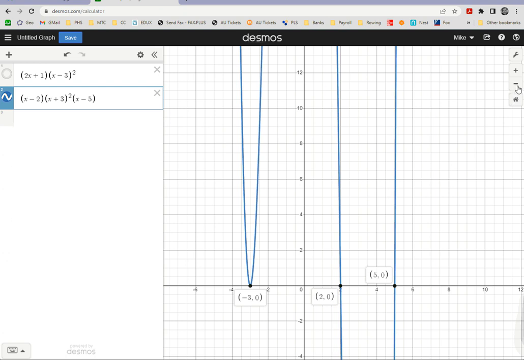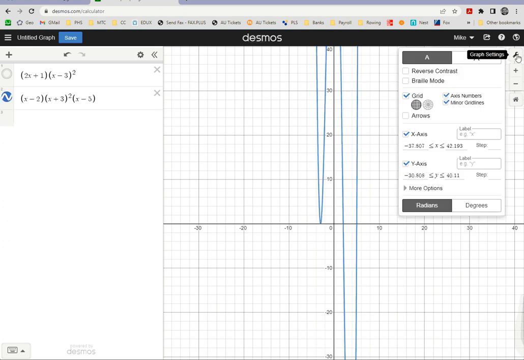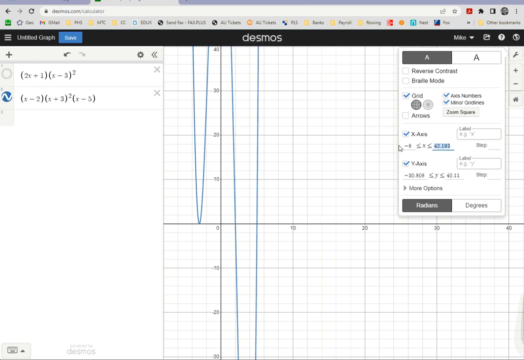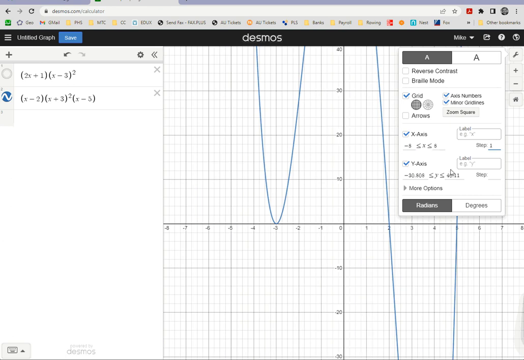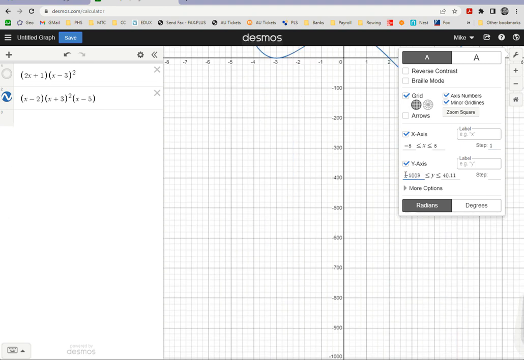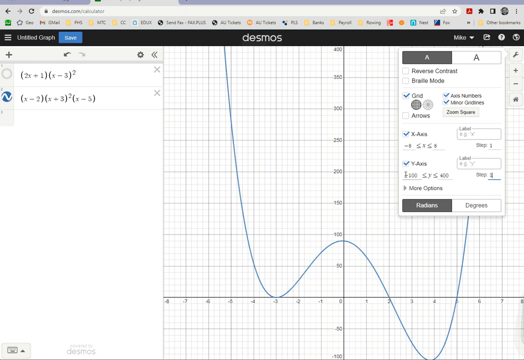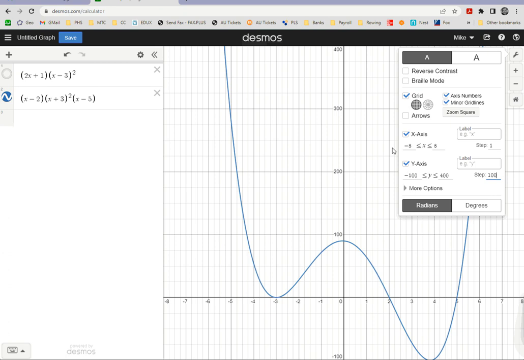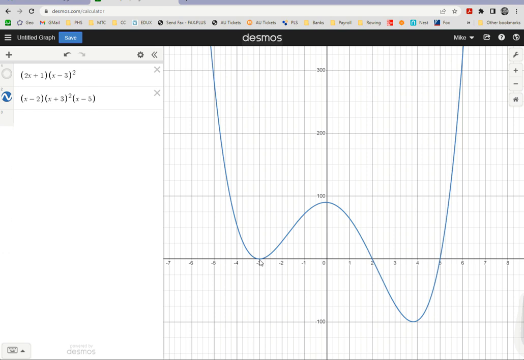If I go ahead and zoom this out a bit, let me press this wrench here because I can change my settings. So on my x's, let me go from maybe -8 out to +8, and we'll count by ones. And on the y-axis, let's count by hundreds. Let's go -100 up to +400, and we'll count by hundreds here. So now this looks a little bit more closely to what we have as far as our graph.